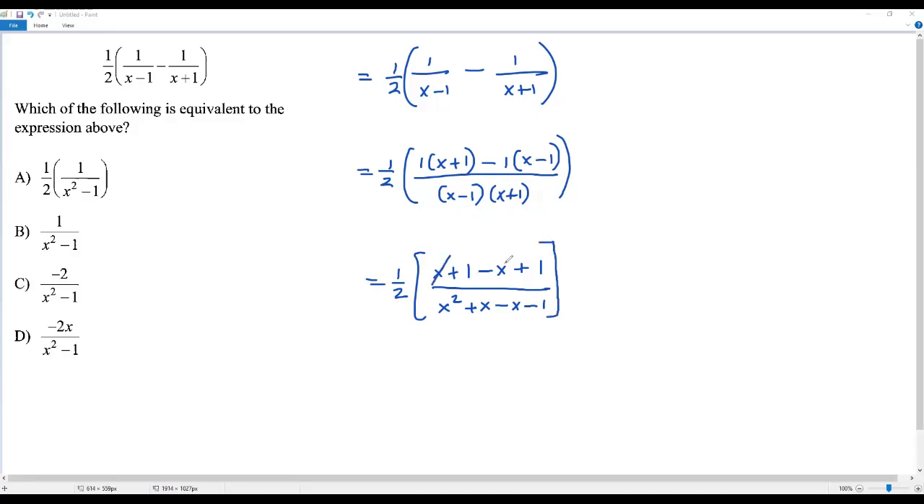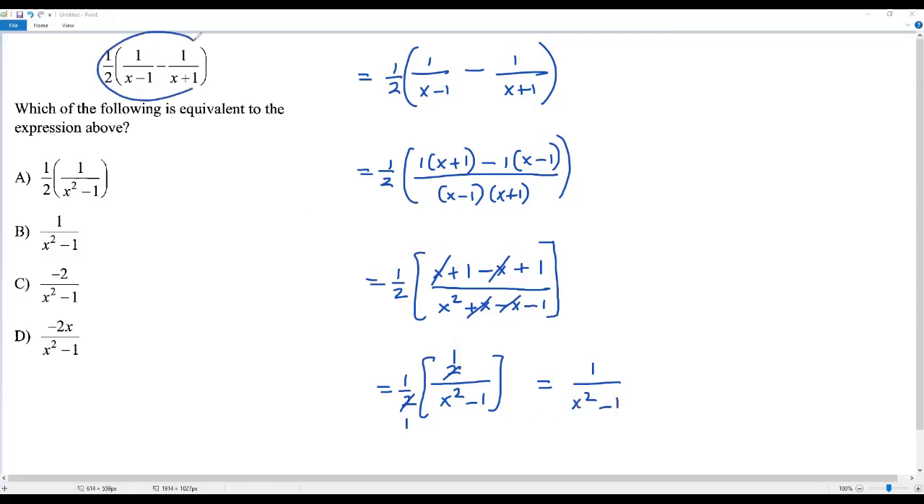In the numerator, this x and negative x will cancel out. In the denominator, the positive x and negative x will cancel out. Then I'm getting 1 over 2 times. When I combine this positive 1 and positive 1, I'm getting 2 over, and here we have x squared minus 1. This 2 goes into 2 one time, and 2 goes into 2 one time. So 1 times 1 is 1, and 1 times x squared minus 1 is x squared minus 1.